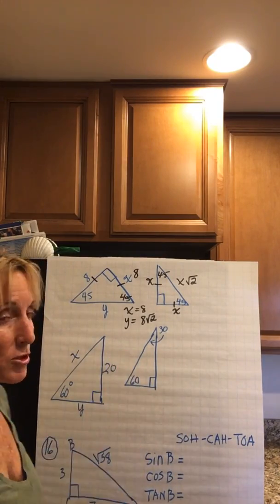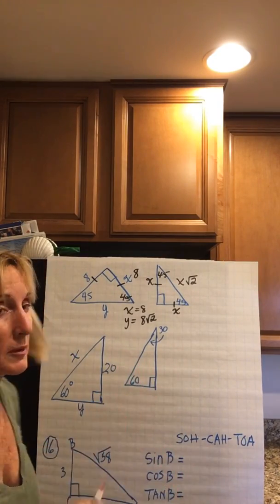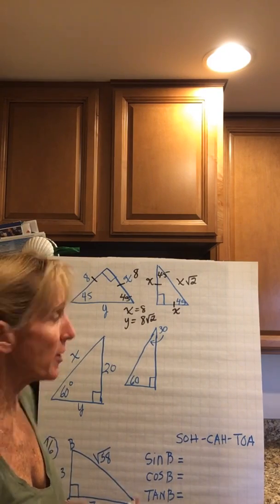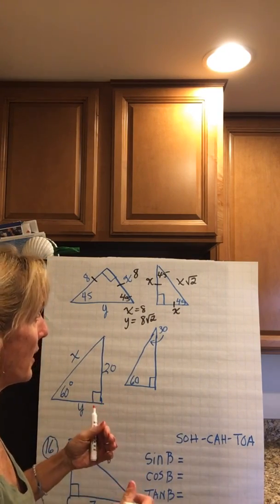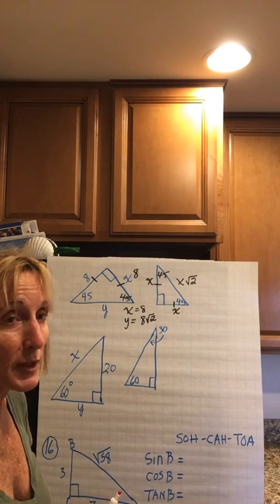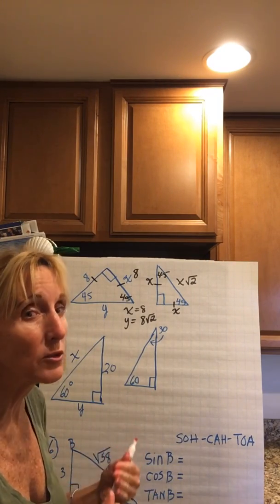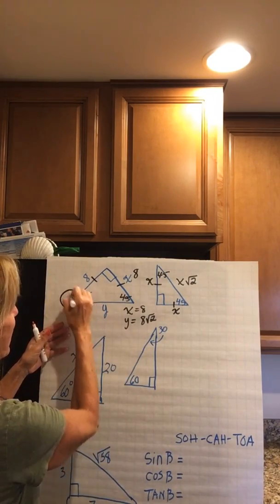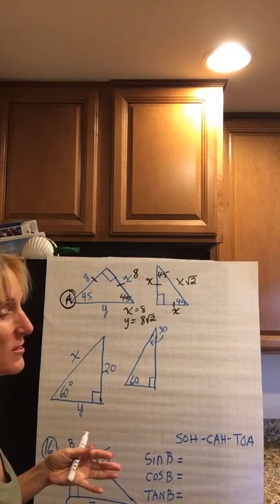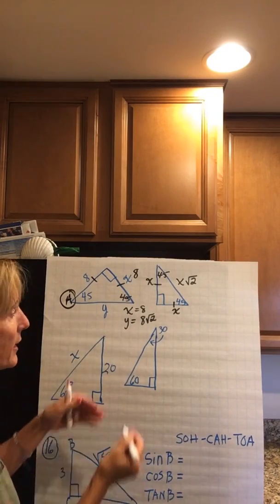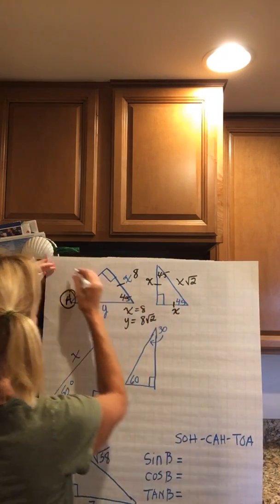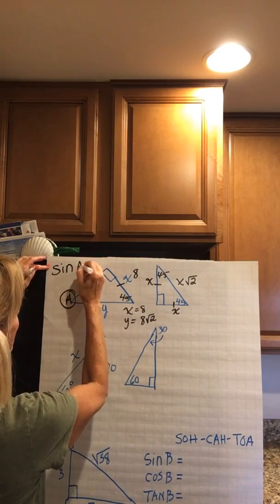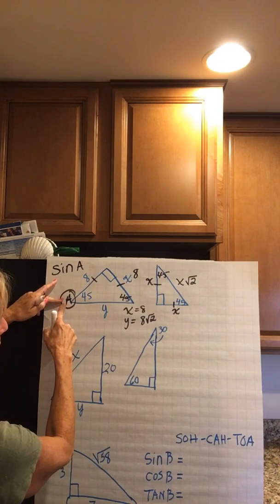So this is my 30-60. Oh, I'm sorry. I'm going to back up just a minute because we didn't do SOHCAHTOA very much. Since we didn't find any trig values for last night's homework and we're going to do it today, let's say this is angle A and I want to find the sine of angle A. So let's label it.